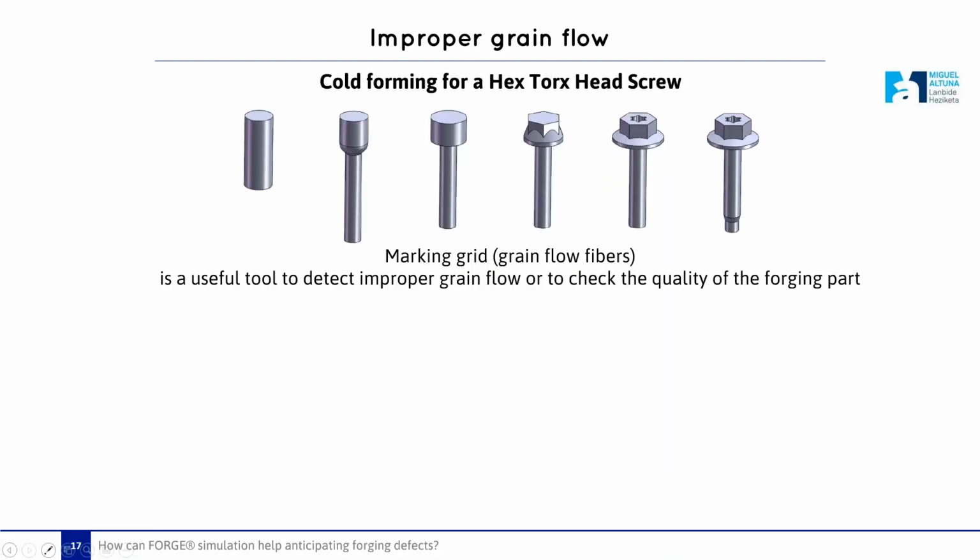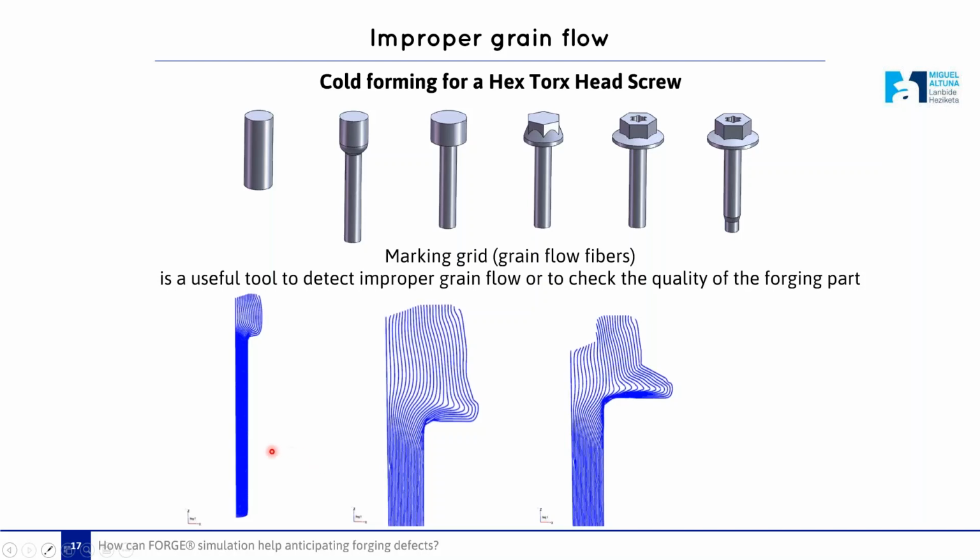Here is an example of the forming sequence of a hex head screw. The marking grid, as we see, is a very useful tool to detect improper grain flow. Here we see how, using the marking grid, we can follow the grain flow during the wall forming sequence, during the different steps of forming.